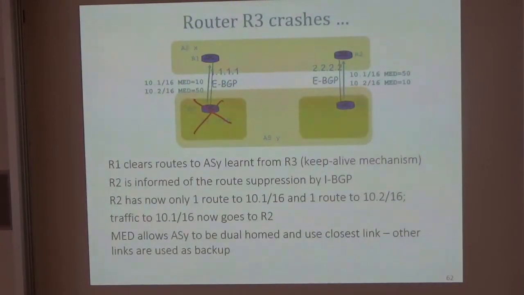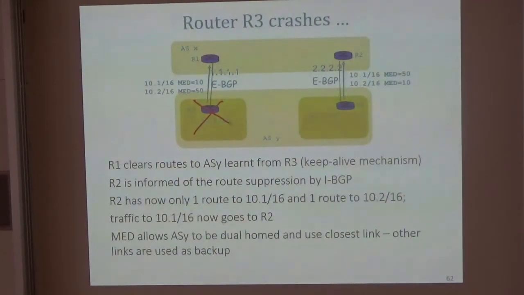Now, if this router crashes, let's analyze what would happen. R1 would detect the loss somehow by the keepalive, the heartbeat mechanism, and would clear all the routes that were learned from R3. All those routes were stored in the RIB-in, and R1 has other routes that it had learned from R2. R2 will also clear the area.